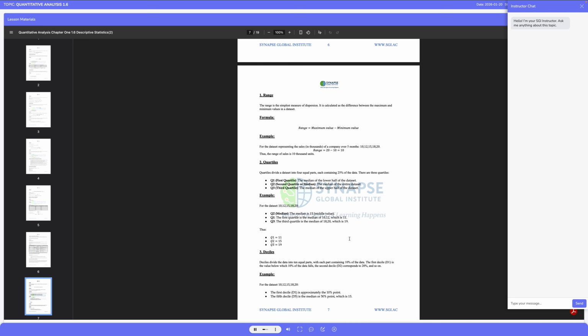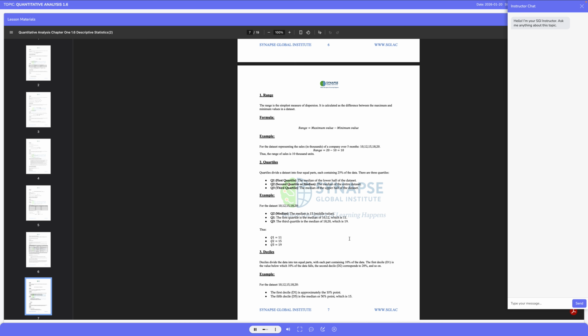For example, consider a dataset representing sales in thousands of units over 5 months, given as 10, 12, 15, 18, and 20. The maximum value is 20 and the minimum value is 10. The range is therefore 20 minus 10, which equals 10. This tells us that sales vary by 10,000 units over the period. While this gives a basic sense of variability, it does not tell us how the data are distributed within that range. We now move on to quartiles.